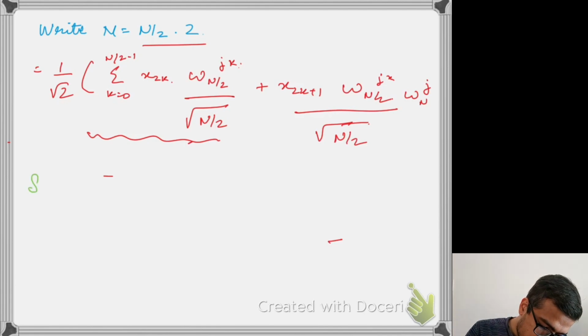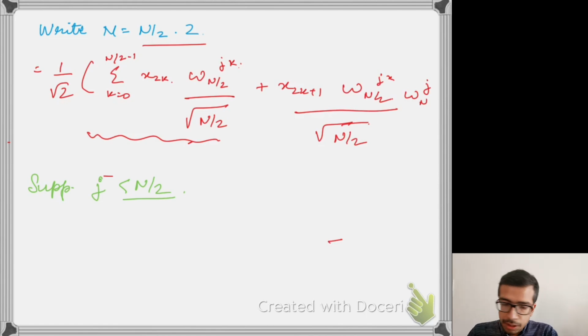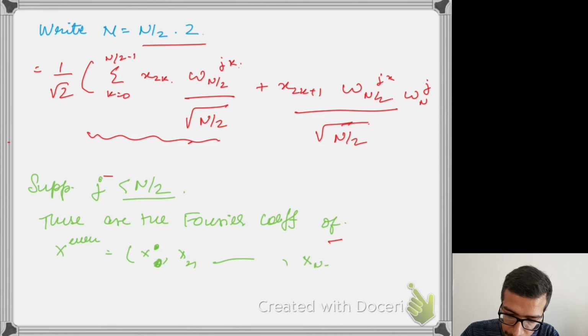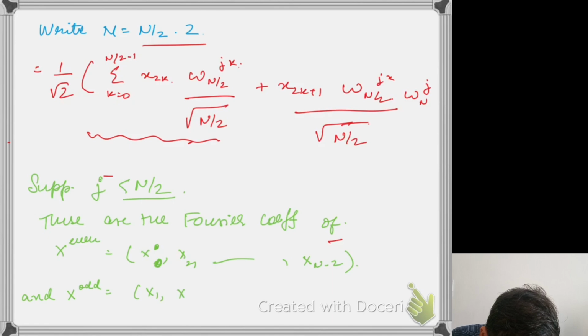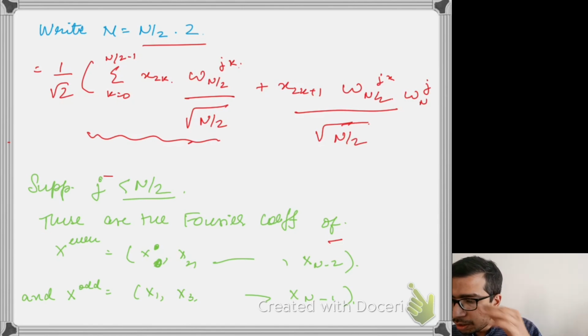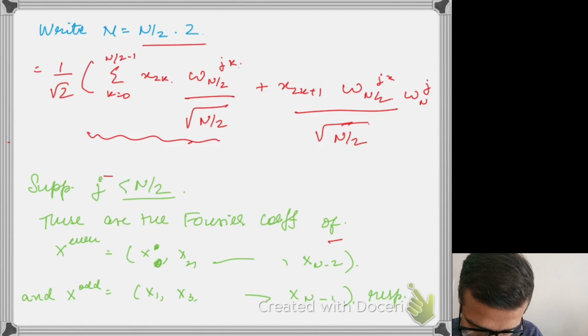So suppose j is less than n by 2, then essentially these are the Fourier coefficients of x even, which is x_0, x_2 up to x_{n-2}, and x odd, which is nothing but x_1, x_3 up to x_{n-1}, right, respectively.